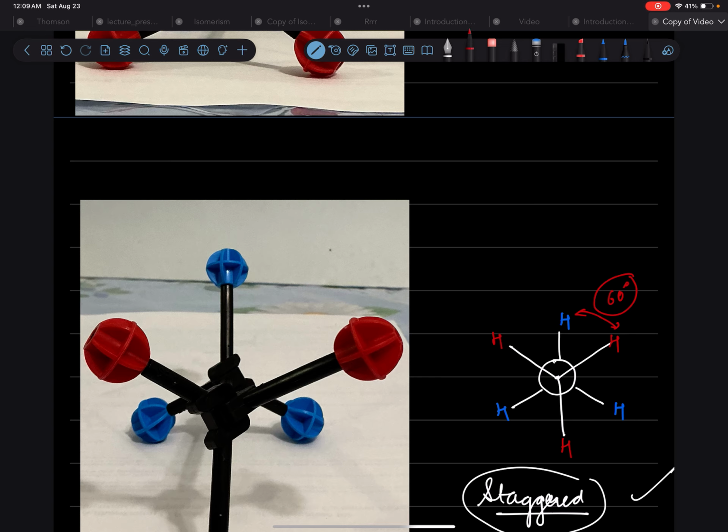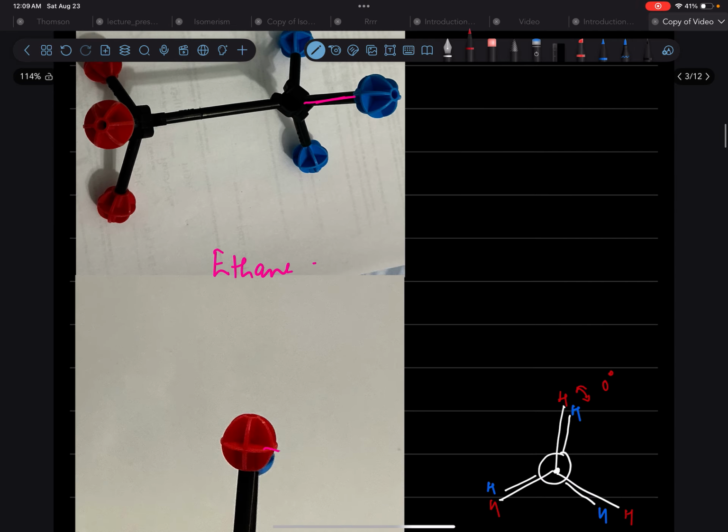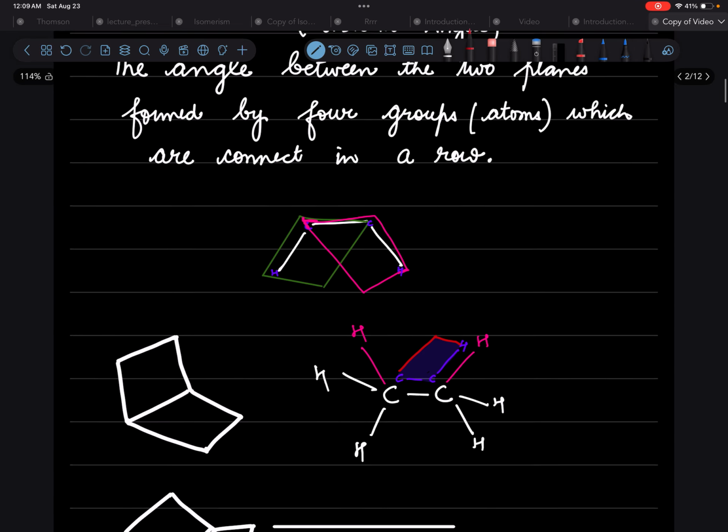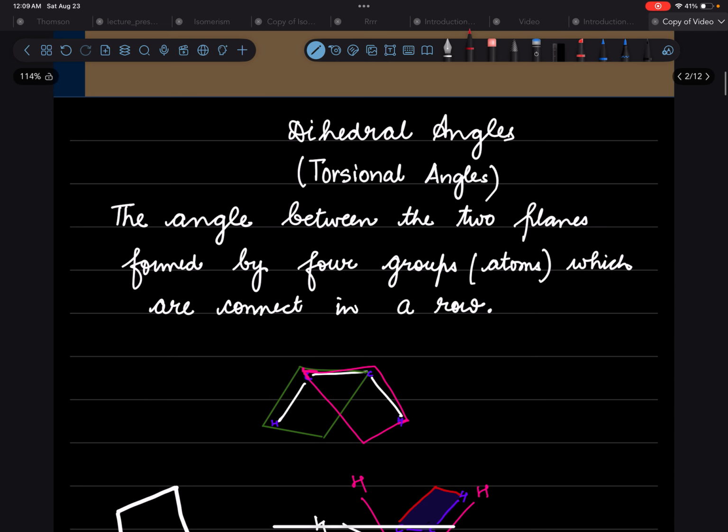And what is the meaning of torsional strain? For this, let's first understand what a dihedral angle is. Now, to define any angle, you know that you need at least 3 points, A, B, C. So you're talking about this angle, and to define this angle, you need 3 points. But in the case of dihedral angles, you need 4 points to define an angle.